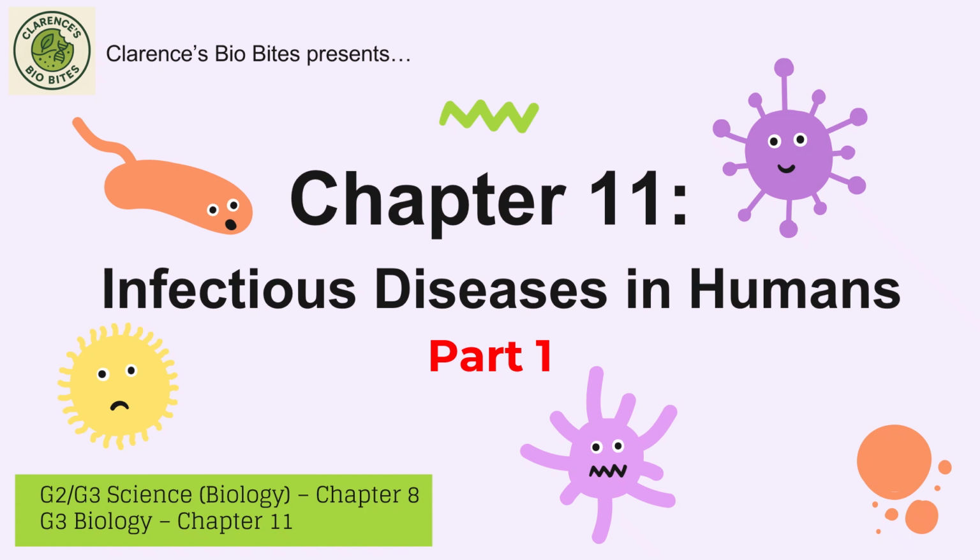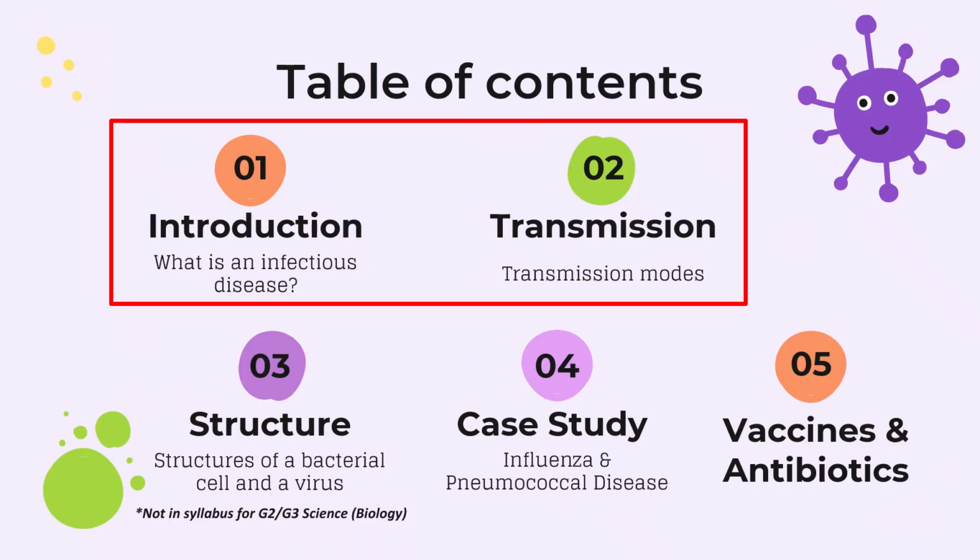So this is part 1 of the chapter on infectious diseases in humans. For pure biology students, this is chapter 11, but for students taking science biology, this is actually chapter 8 of the textbook. In this video, I will be covering these two portions. I will be introducing to you what a general infectious disease is, and then I will be talking about the different modes of transmission for infectious disease.